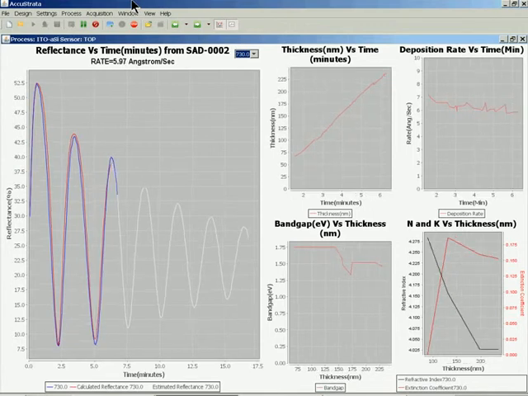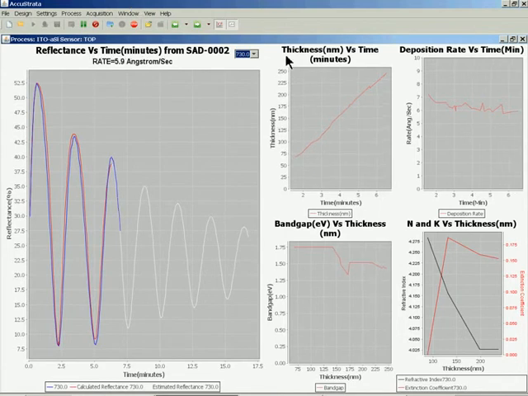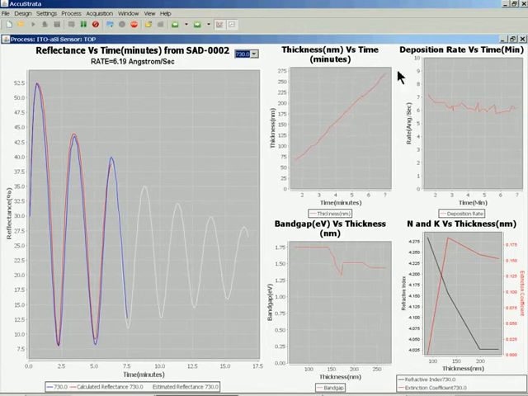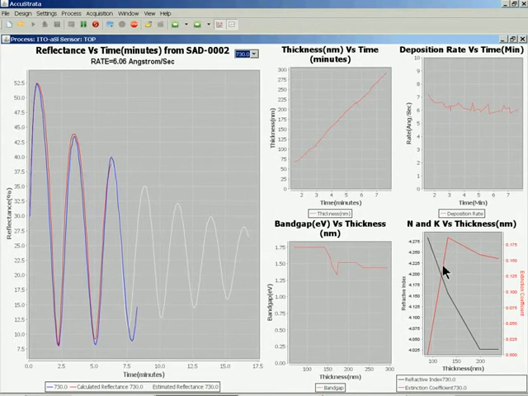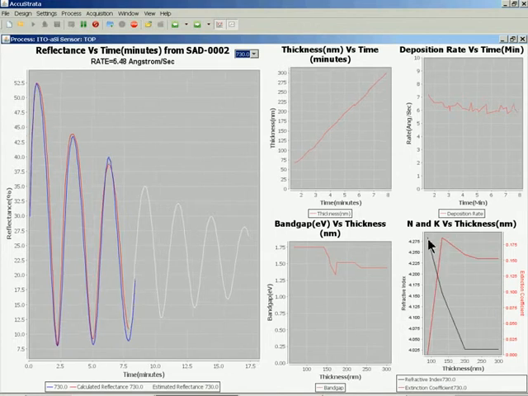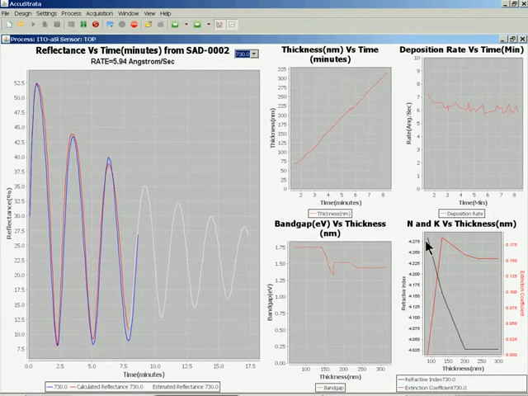Our software calculates important physical parameters for the film, which are displayed on the right side of the screen. The first parameter is the thickness of the film versus the time of deposition. From this curve, we calculate the deposition rate of the film, which is about 6.5 angstroms per second. The second parameter that is displayed on the screen is the refractive index of the film, which in this case drops during the deposition. The refractive index at this specific wavelength drops by about 10 to 15% from its initial value during the deposition of the film.